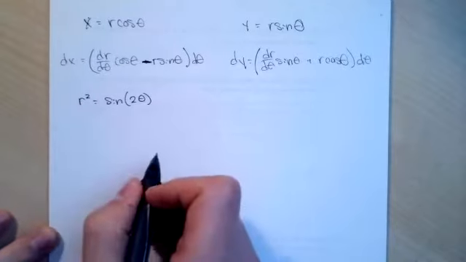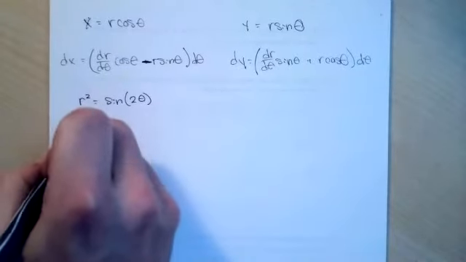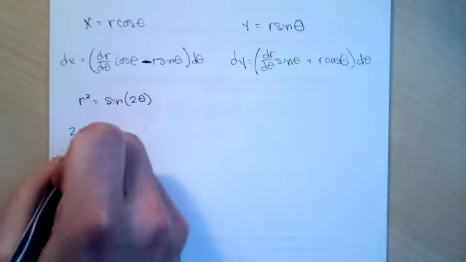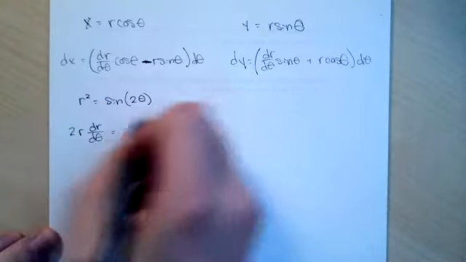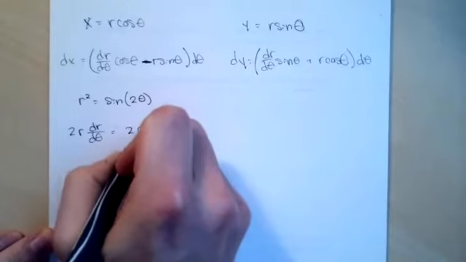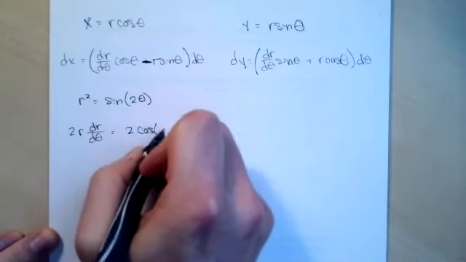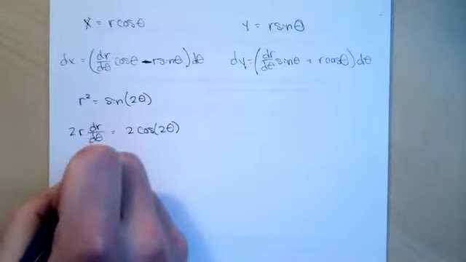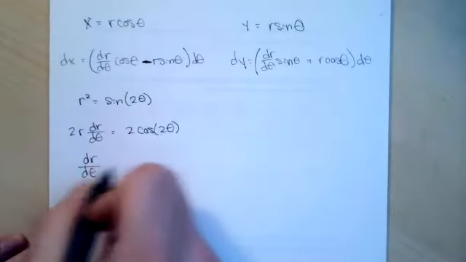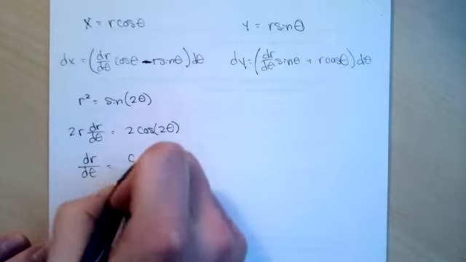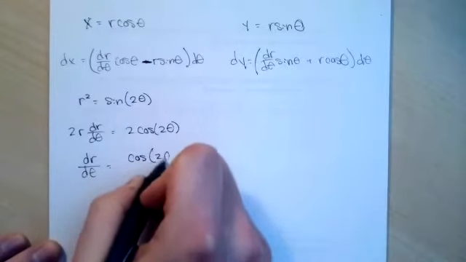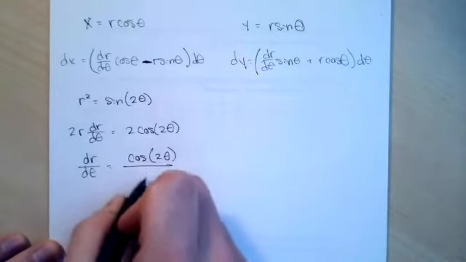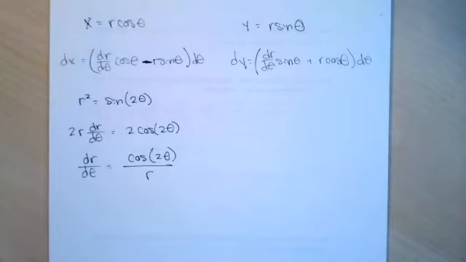So if we take a derivative of both sides, this will give us a 2r dr d theta. It's going to give us 2 cosine of theta, cosine of 2 theta. And so our dr d theta is going to be cosine of 2 theta over r.